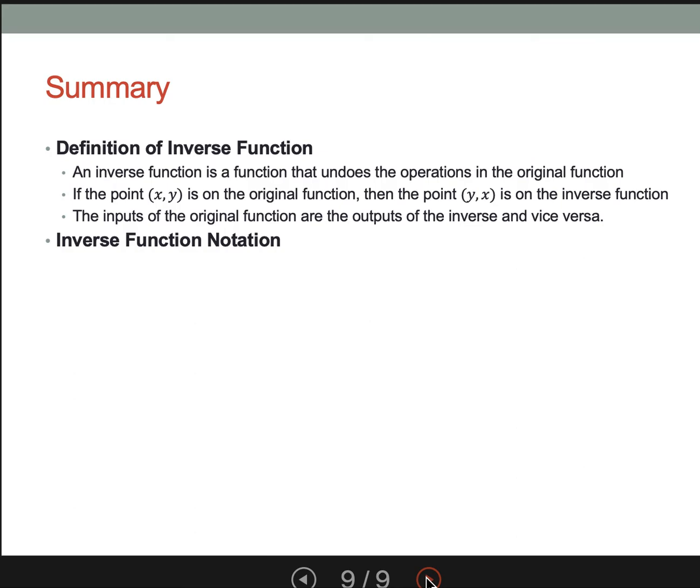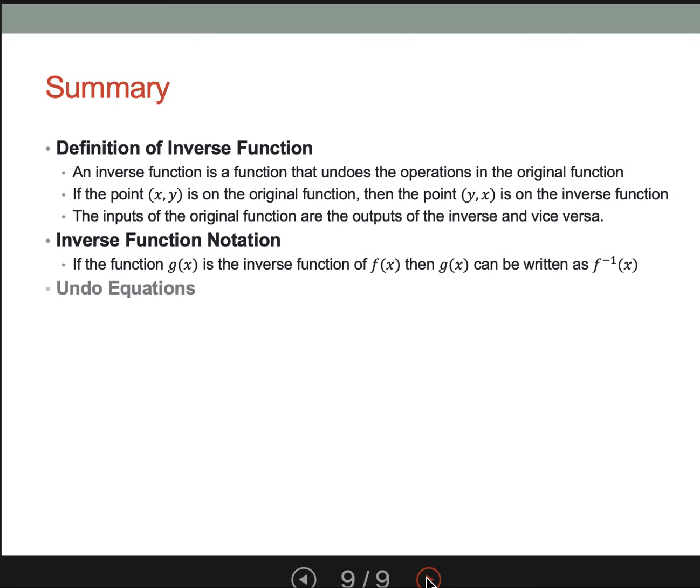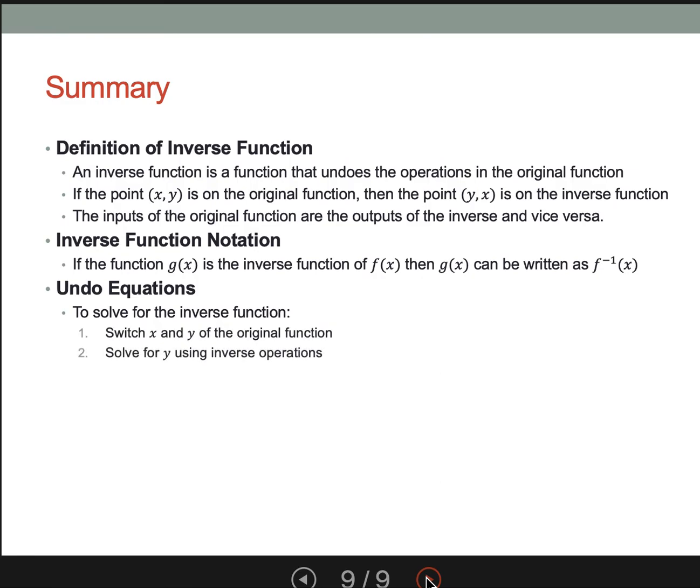Okay, inverse function notation, right? If g of x is the inverse function of f of x, then g of x can be written as f inverse of x. And then the last thing that we learned yesterday was about undoing equations. To solve for the inverse function, you switch x and y in the original function, and then you solve for y using inverse operations.